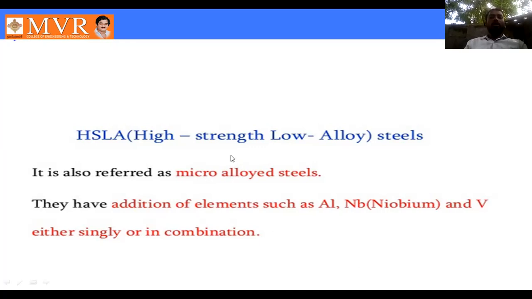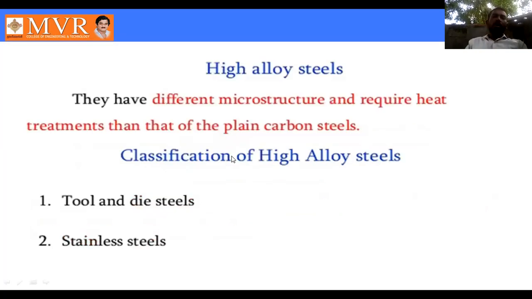HSLA. So see here in the slide, high alloy steel. They have a different microstructure and require heat treatment, unlike that of plain carbon steel. Compared to other steels, high alloy steels have a different microstructure and require heat treatment, unlike plain carbon steel.